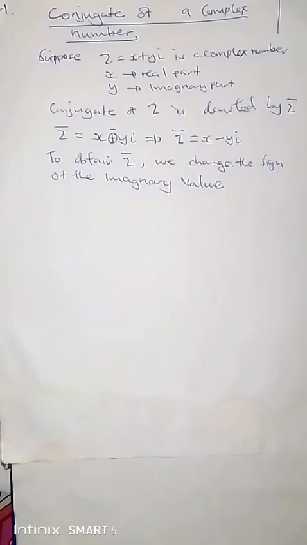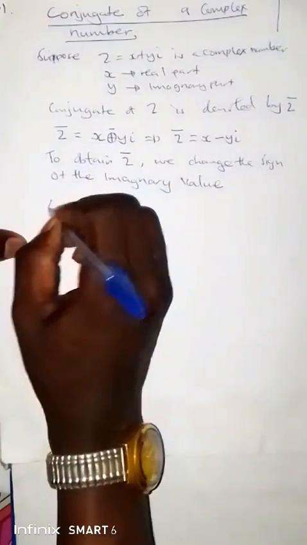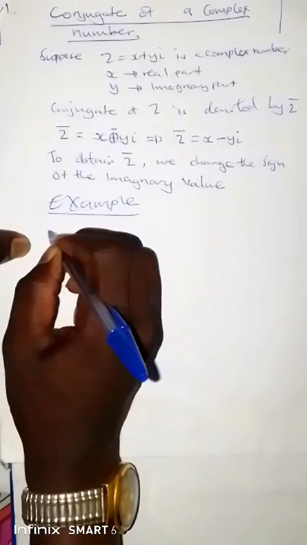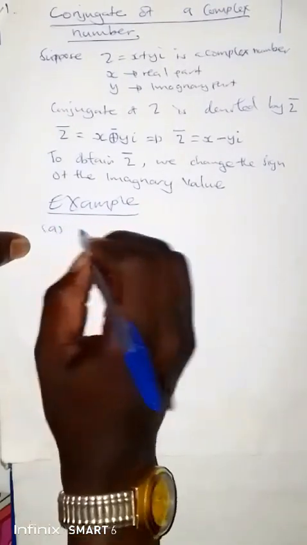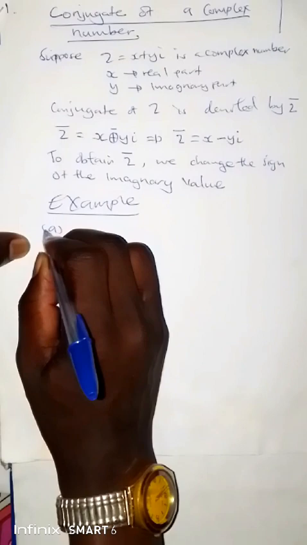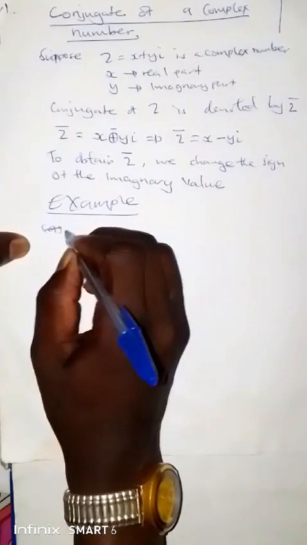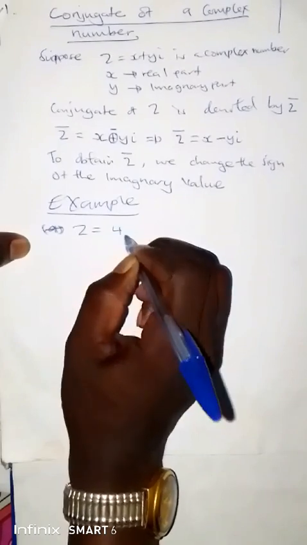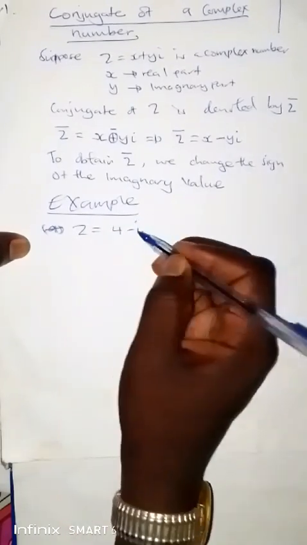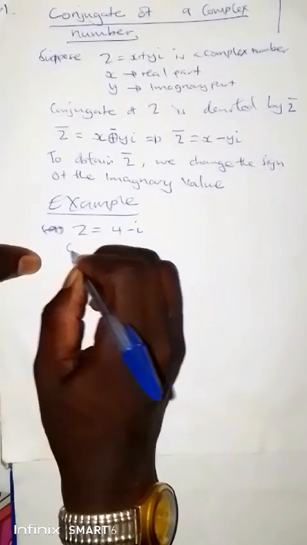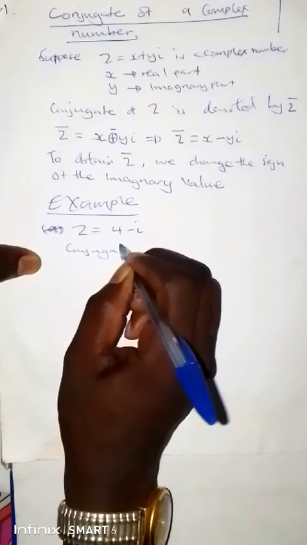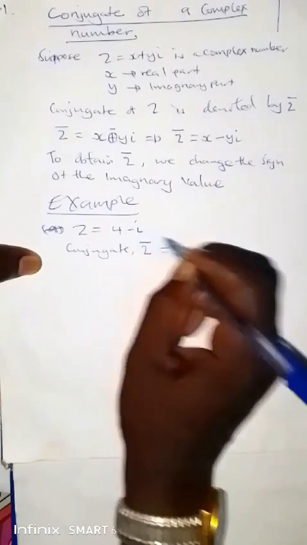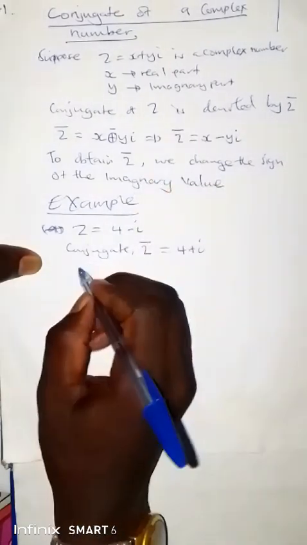So you can look at this and we can use this one to understand more. So part A, if someone says we shall have z equals maybe 4 minus i. In that case, the conjugate, the one we can write as z bar, will be equal to 4, you change the sign of this one to plus i.